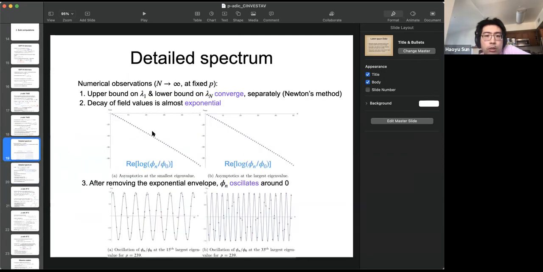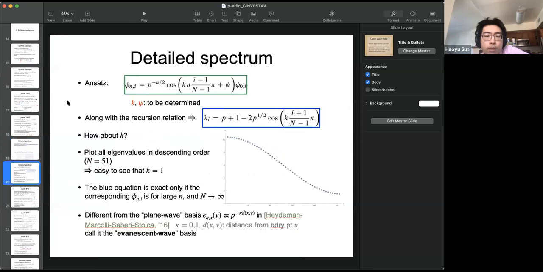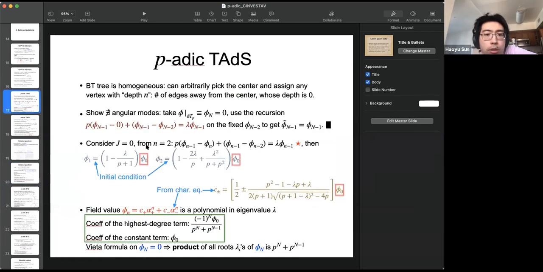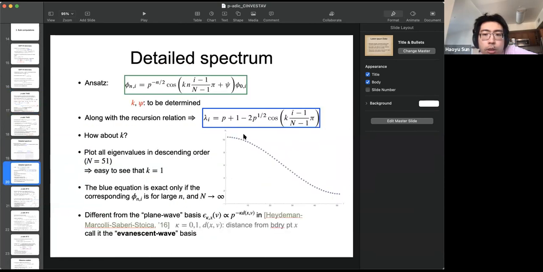So now, based on these second and third observations, we propose the ansatz for an effective formula for the field values at depth n, given the ith eigenvalue, as follows. So in this equation, k and psi, the phase shift, are to be determined. So along with the previous recursion relation, something like this, we can show that the eigenvalue satisfies this relation.